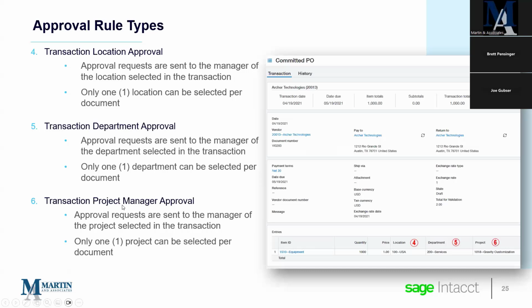And then there's transaction project manager approval. If you have the projects module turned on, it can route based on the project number here. And again, only one project can be selected per document to use this approval.